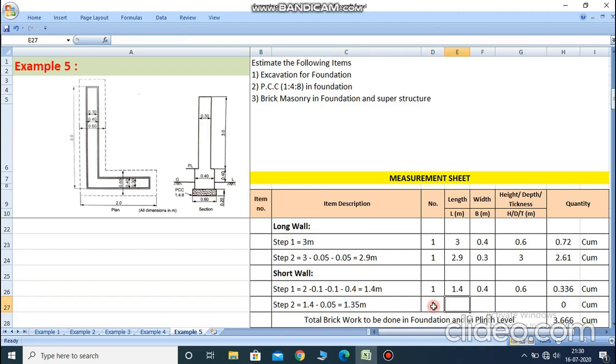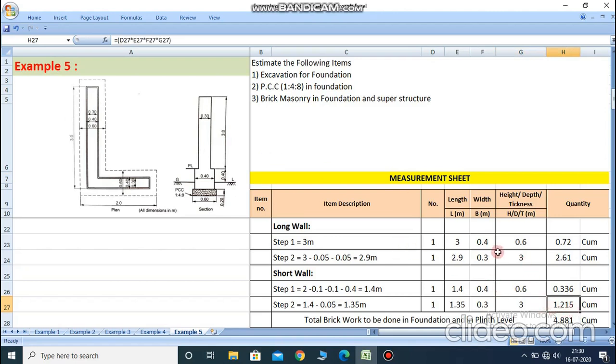So the total number of walls for the short wall is 1. Length is 1.35, which we already calculated in this portion. Width is the 0.3 meter width wall. So here we write 0.3, and height we put here 3 meters. So total quantity is 1.215.